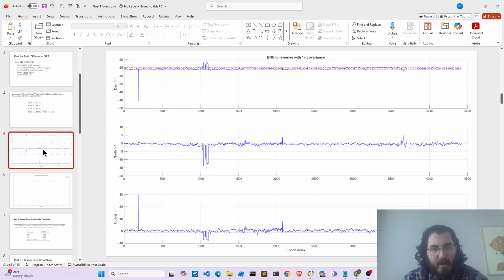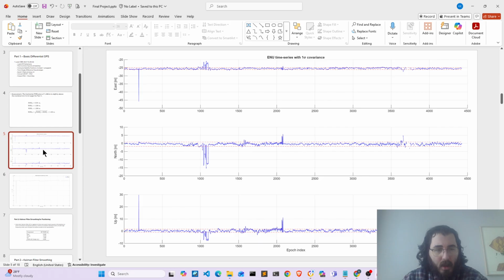The ENU time series show several patterns. East is relatively stable, while north and up contain larger fluctuations and clear spikes around epochs 1000, 2000, and 3005. These spikes occur when satellite geometry changes sharply, typically when satellites rise or set. Because each epoch is solved independently and no smoothing is applied, the solution is sensitive to such changes.